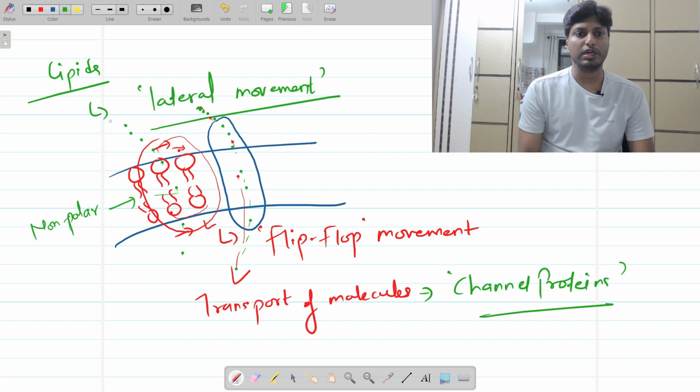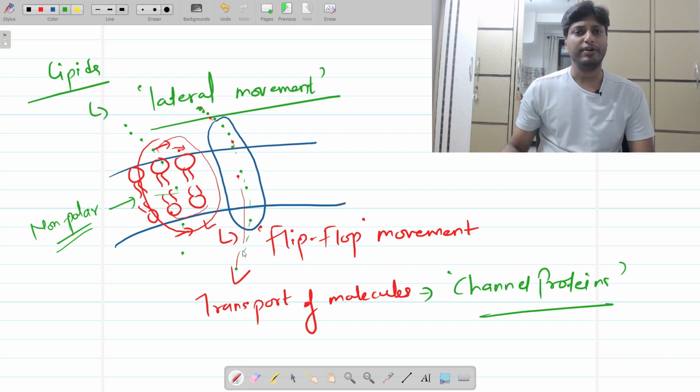So if the molecules are polar, the polar molecules will not be able to cross the membranes. They might be able to interact at the surface of the membranes because of the presence of polar heads, but they might not be able to cross the cell membrane because the inside part of the cell membrane is non-polar. That's why there are these proteins acting as channel proteins, so that the polar molecules can easily cross through the proteins, and we know that proteins are polar in nature.